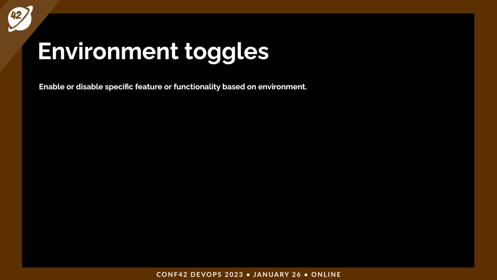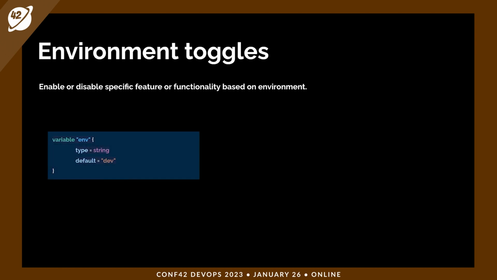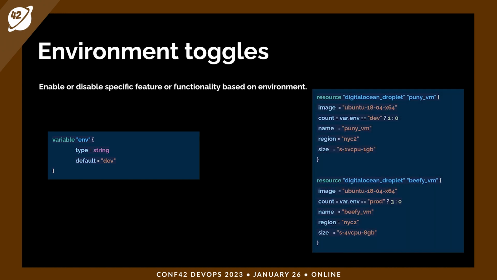To do that, we will first create a variable named env, and then we will use that variable along with count and a conditional expression in our resource block. Here I have two resource blocks, one to create a small or puny VM and another to create a beefy VM based on the environment. If the value of env is dev, then the value of count in puny VM is set to 1 and hence a smaller VM is created. And if the value of env is prod, then the value of count in beefy VM is set to 3 and hence 3 instances of beefy VM are created. We'll look into this in the demo as well.